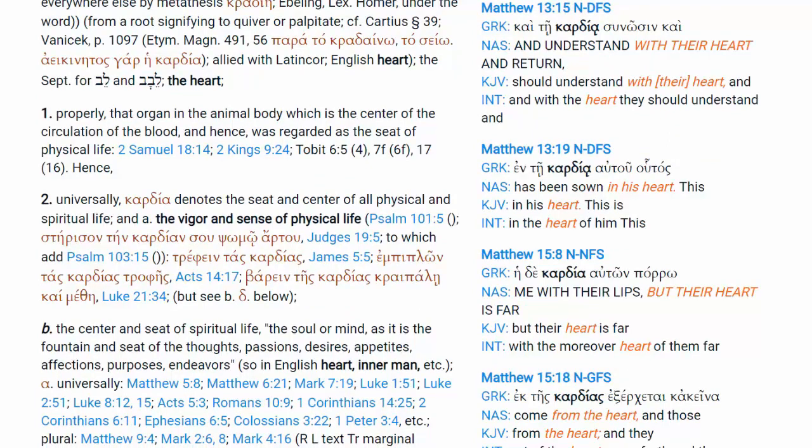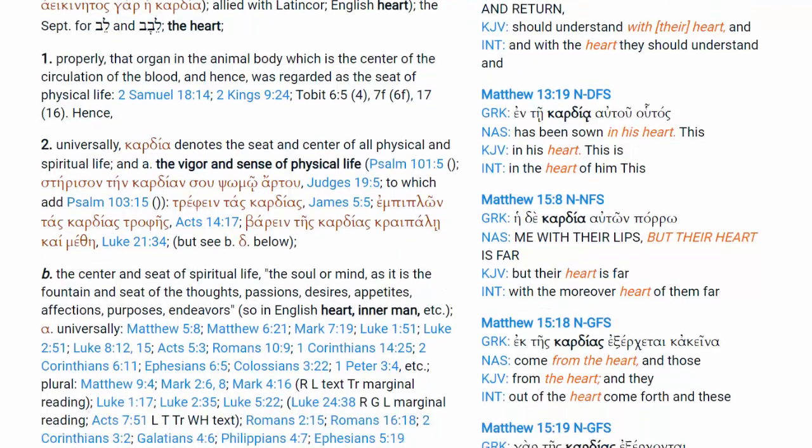Let's see what happens when we go to the specific meanings that this Thayer's lexicon provides for us. So Arabic numeral 1, they're saying the anatomical meaning, the organ in the body, center of circulation. So literal organ, the body. And then we begin to broaden out a bit. The seat and center of all physical and spiritual life. Vigor and sense of physical life. Now we are broadening out. We're getting the usage and connotation of heart metaphorically. We're broadening out our range of meaning, aren't we?